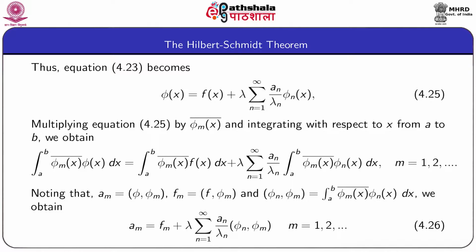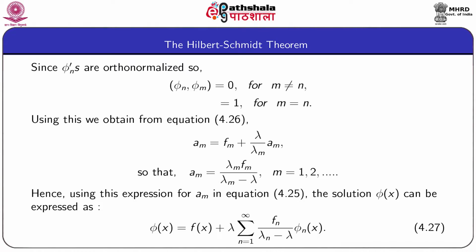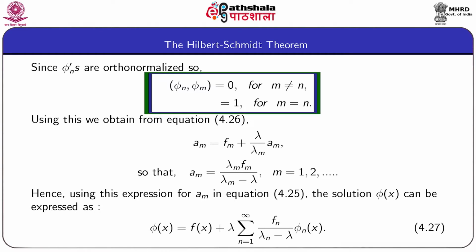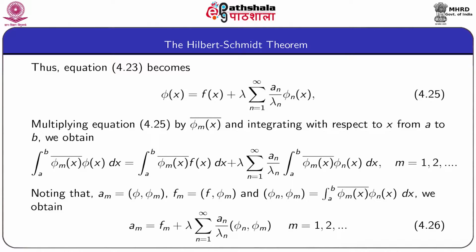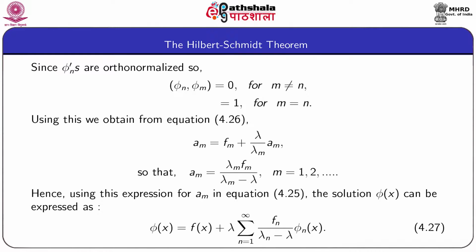Now we know that phi n are the orthonormalized eigenfunctions corresponding to eigenvalue lambda n. So, since phi n's are orthonormalized, the inner product of phi n and phi m is equal to 0 for m not equal to n and equal to 1 for m equal to n. So in the expression given by equation 4.26, in the summation on the right hand side, when m is equal to n, this inner product becomes equal to 1, and otherwise it is equal to 0. So the summation on the right hand side reduces to only one term given by am by lambda m.